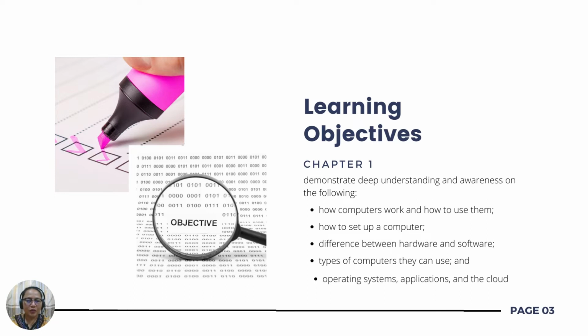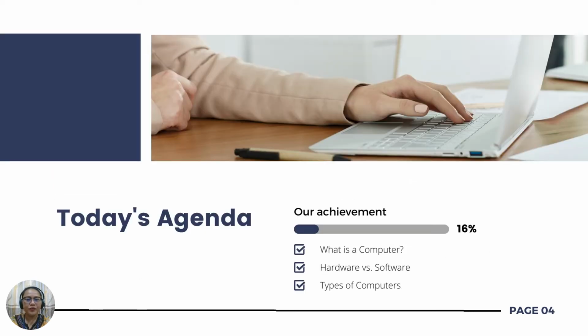Okay, so please take note of these learning objectives because these are the things that we want to achieve upon completion of Chapter 1. For today's lesson, we will focus on part 1 of this chapter, and that is on what is a computer. Okay, so I will talk about the definition of a computer, definition of hardware and software, and also I will talk about the various types of computers. Okay, so let's start Lesson 1.